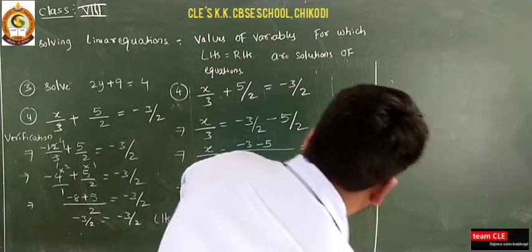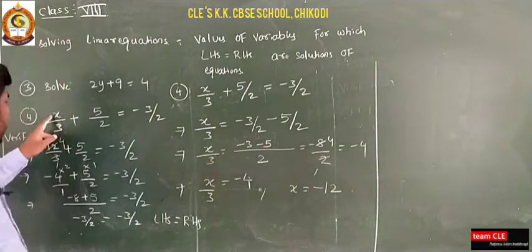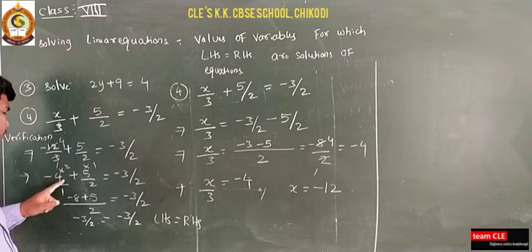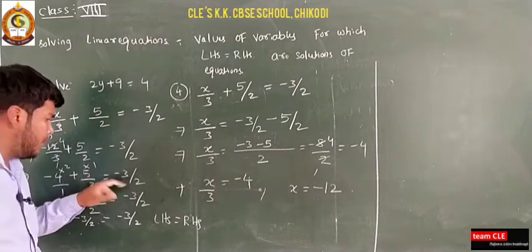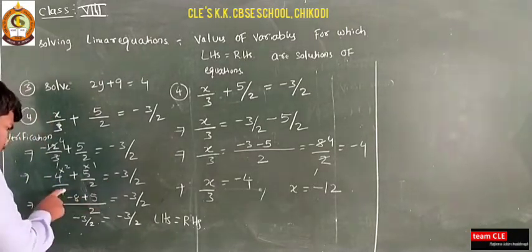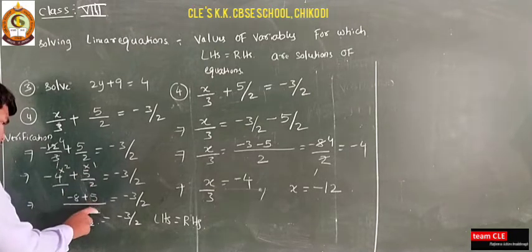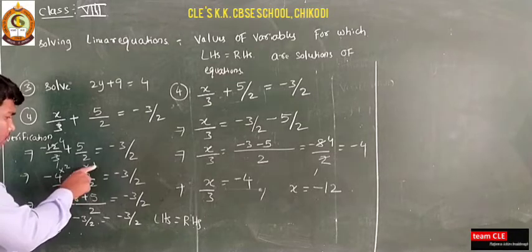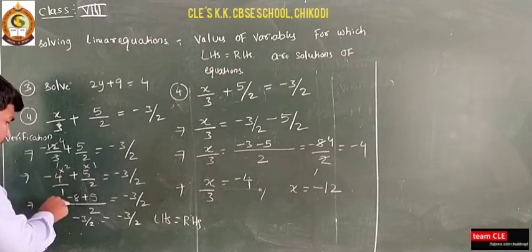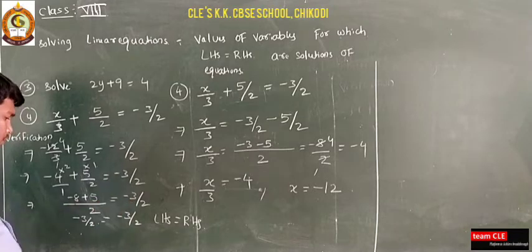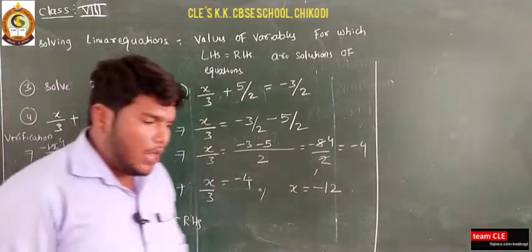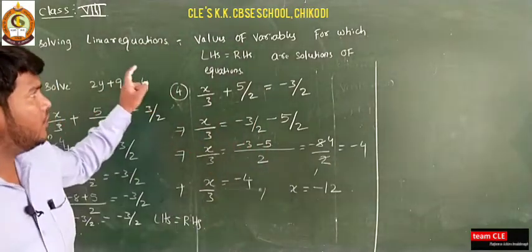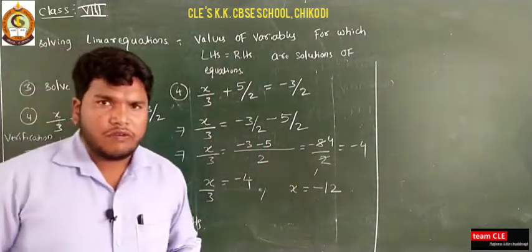Okay, so after x is equal to minus 12, just put it in this equation. Minus 12 by 3, 3 1s are, 3 4s are, minus 4 plus 5 by 2, which is equal to minus 3 by 2. LCM is 2. 1 into 2 is 2. 2 into 1 is 2. Now multiply the numerator, 4 2s are minus 8. Next 5 1s are 5, because plus into minus is minus. Minus 8 plus 5 is equal to minus 3 by 2. Minus 3 by 2 is equal to minus 3 by 2. Hence LHS is equal to RHS, and hence we can see how to solve a linear equation in one variable.